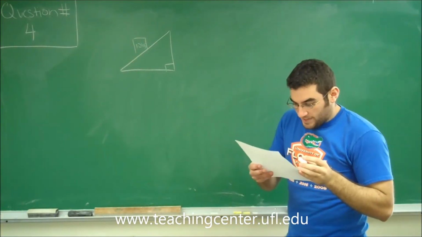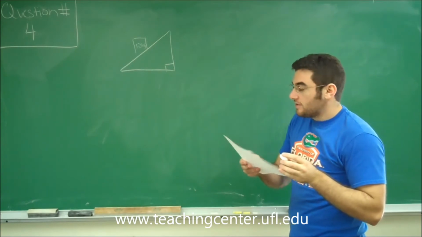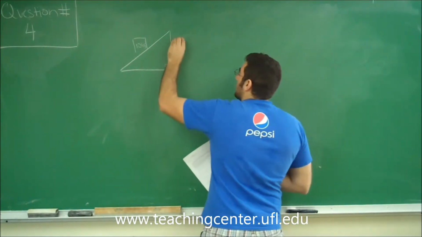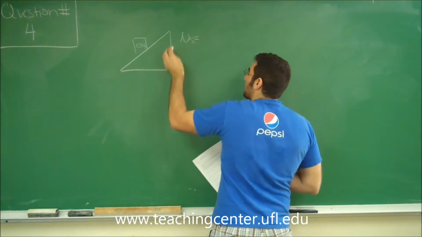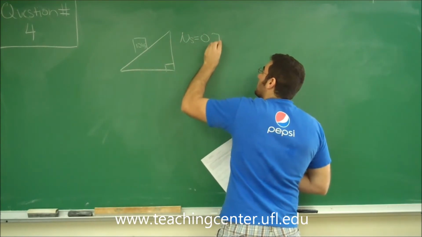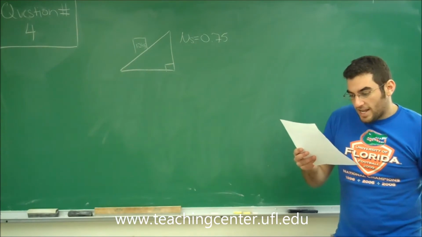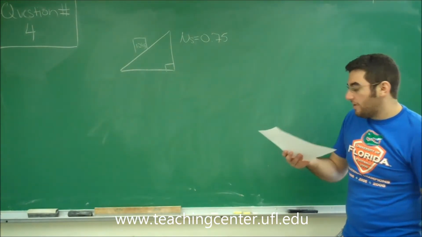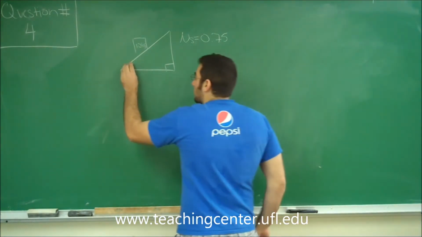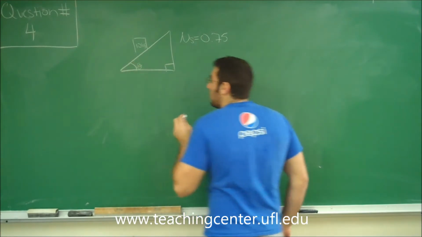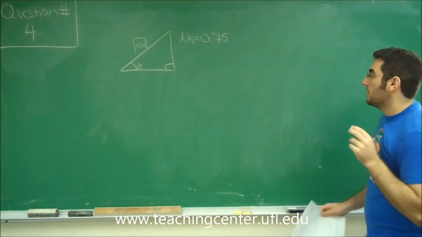The coefficient of static friction between the block and the surface is 0.75. So it's telling us that mu s is equal to 0.75. At what angle in degrees must the block be raised before it begins to slide? So we're looking for this angle here in order for the block to begin to slide.